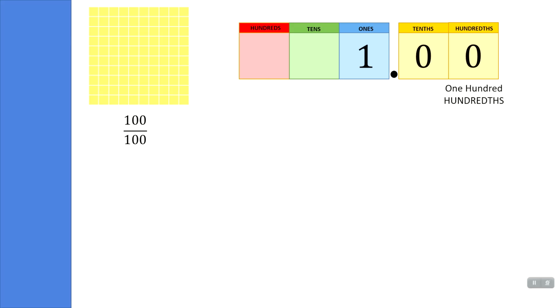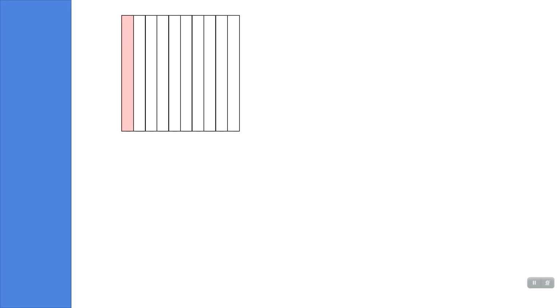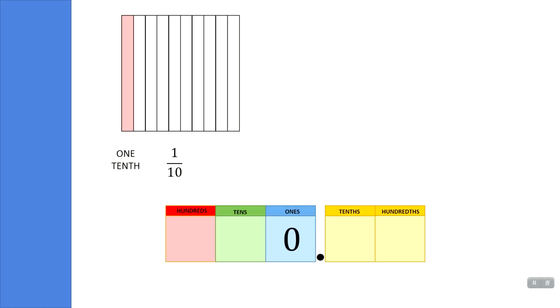This can be read as 100 hundredths, but we know that this is 1 whole. Now let's see how tenths and hundredths relate to each other. In this diagram, we have 10 equal parts. 1 is shaded pink, so we know that that is 1/10. In the place value chart, we would write the 1 in the tenths column, and so 1/10 is 0.1.